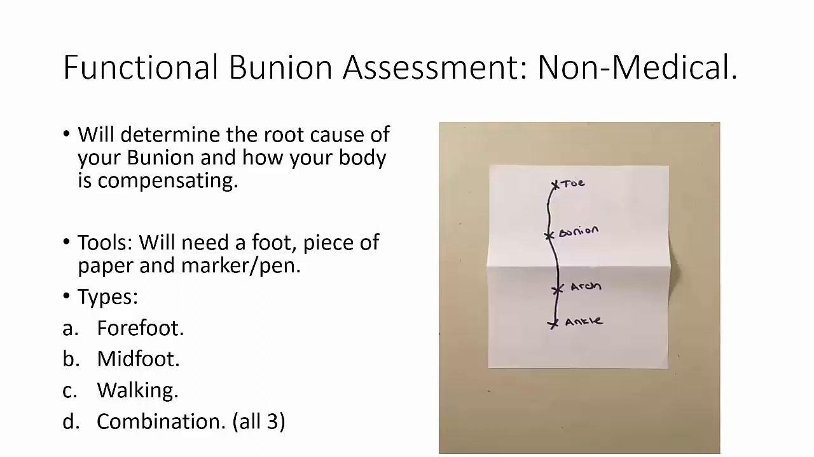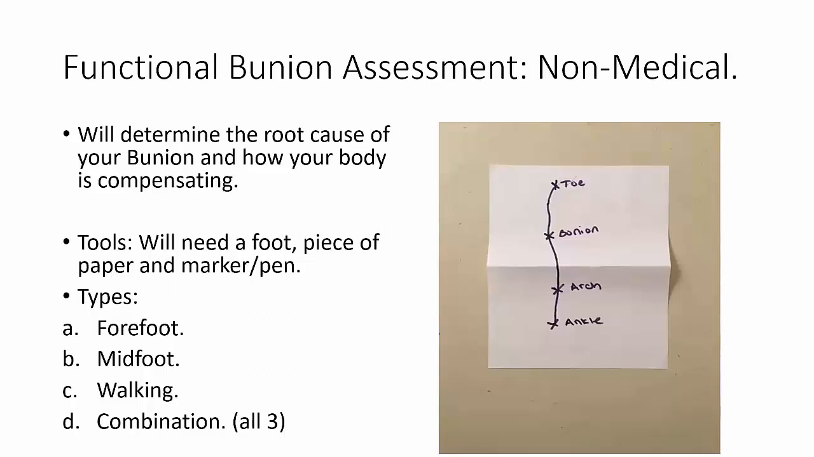So I have something called a functional bunion assessment, and you can do this if you'd like right now. It determines what your bunion type is. Then you can look at the probable causes of this bunion. The bunion is a compensation. What kind of compensations are going on that's causing that bunion to occur?